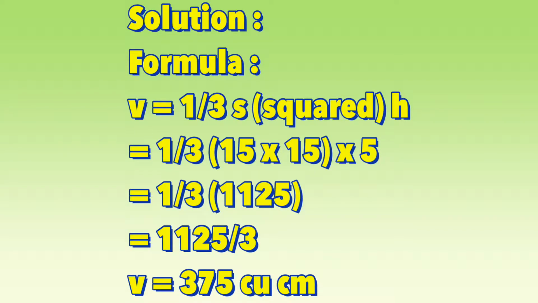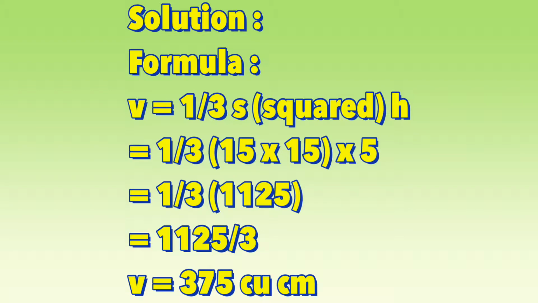Now the solution, so we have to write the formula: volume equals 1/3 times the square base side squared times height equals 1/3. So since the square base side is given, 15, we're going to square it, 15 times 15. Then the height is 5, multiplied times 5. Then the result, 15 times 15 times 5 equals 1125.